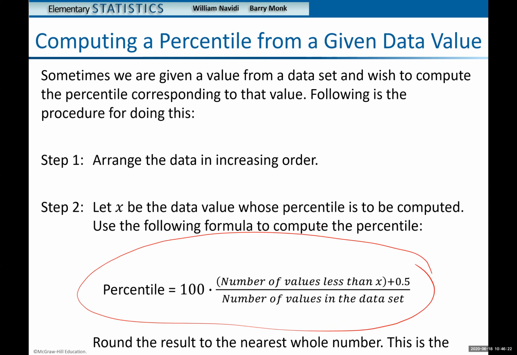And then to get the percentile, I want you to copy this formula here. That is 100 times the number of values less than X. So you have to count how many numbers are less than X, and then add 0.5 and divide it by the number of values in the data set. So again, copy the formula, 100 times number of values less than whatever the given is plus 0.5, and then all over the number of values in the data set.